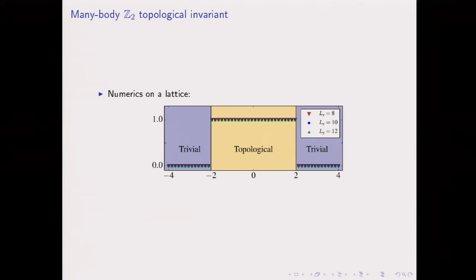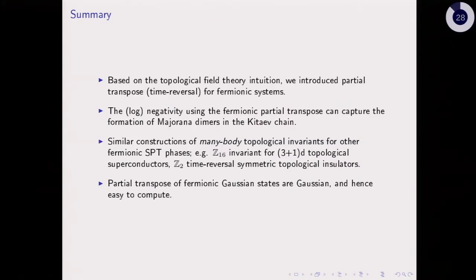Okay, with that, I want to conclude. So we constructed a fermionic version of the partial transpose, and we can make use of that to discuss entanglement and topology in fermionic many-body systems. So that's all. Thank you for your attention.